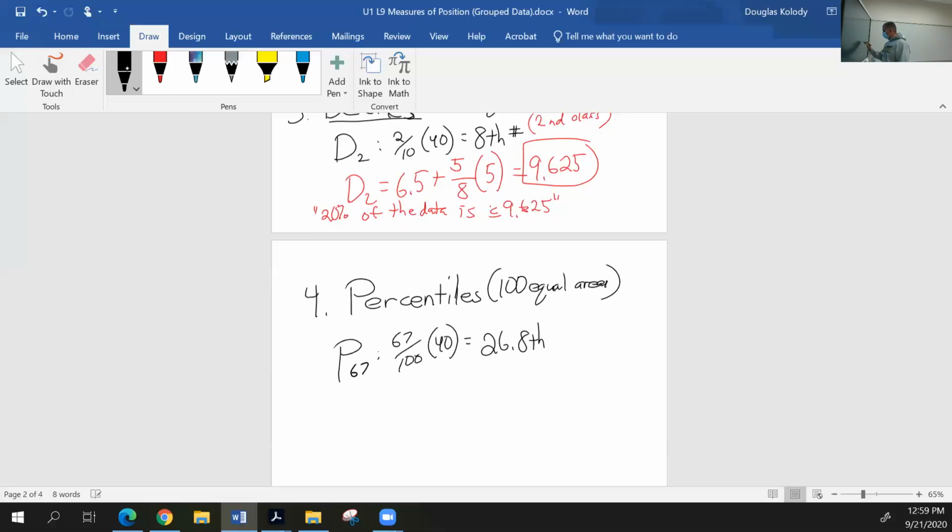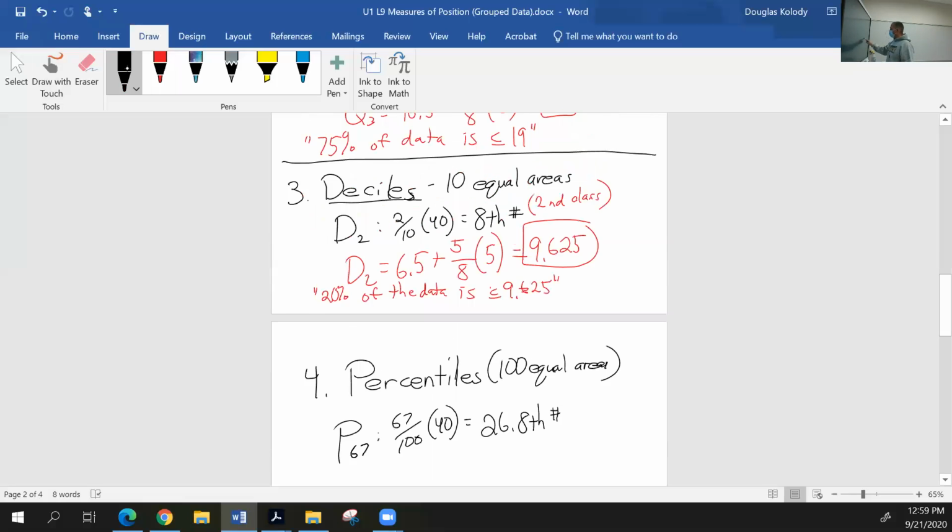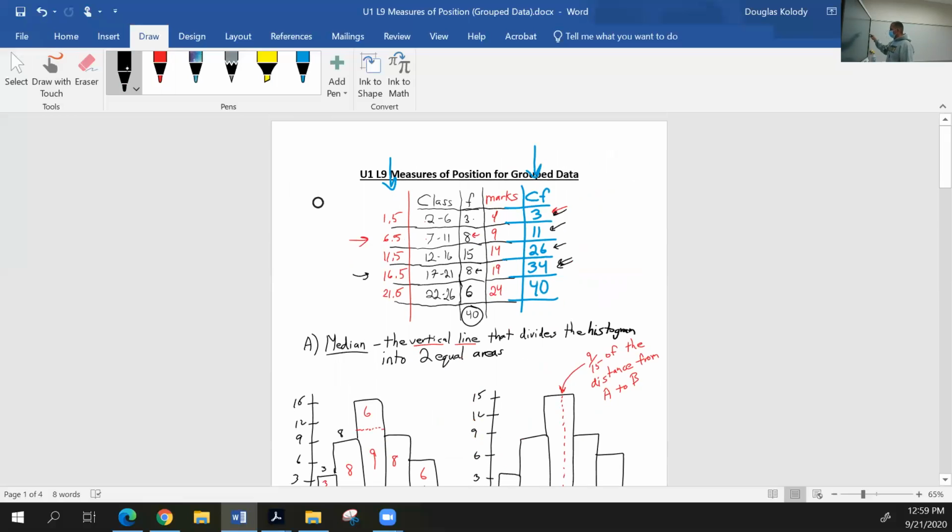So it's the 26.8 number? Question is, Mr. Colodi, should I take 26.8 and round it up to 27? And the answer is, are we using the word approximately in our verbals? The answer is no to approximately, and no, we don't round it. So let's scroll all the way up to the top here. Where would the 26.8 number put us?